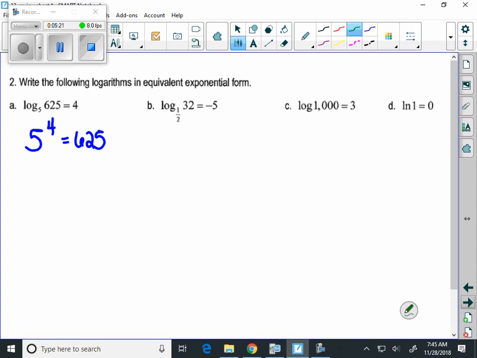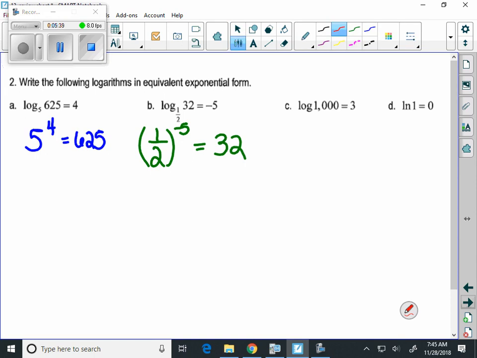Log base 1/2. 1/2 is the first number written. Whatever the logarithm equals is the exponent. It's going to be 1/2 to the negative 5, because that's what the logarithm equals. And then we finish with equals 32.